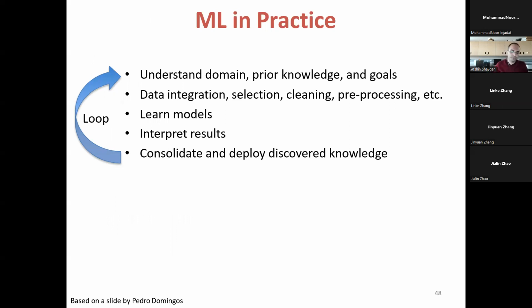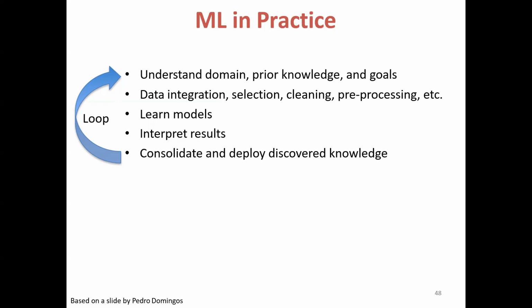ML in practice is a loop of these points. Understand the domain, prior knowledge, and goals of machine learning techniques. Data integration, selection, cleaning, and preprocessing is one of the most important steps before applying any machine learning technique. Choose the model to learn it. So I will use probabilistic, like naive Bayes. Interpret the result. This is what I was talking about. We need to interpret the result. Why is naive Bayes not performing well with this data set? I'll give you information about naive Bayes. We'll talk about it when we reach there.